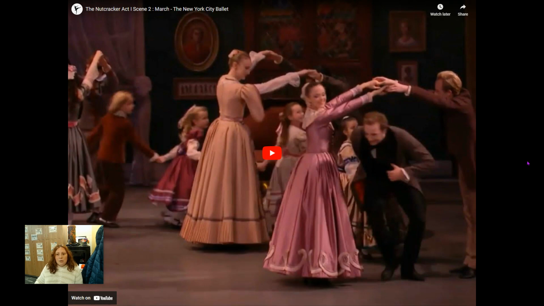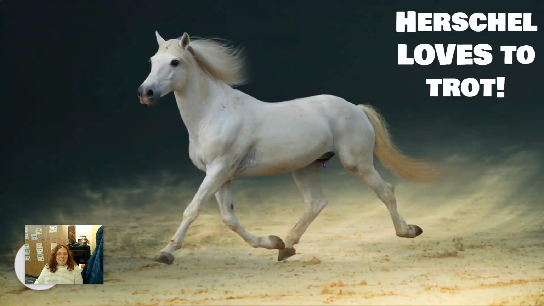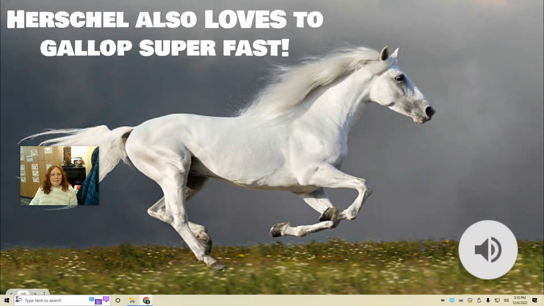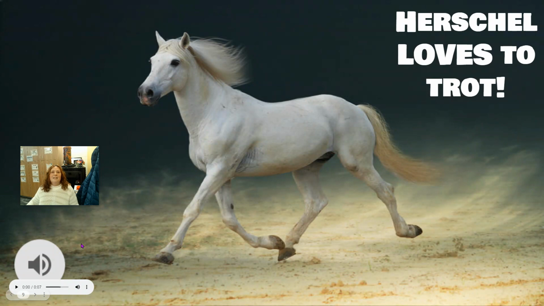So we watch the march and explain it's when Drosselmeyer is first coming to the party. And then we say that horses cannot ballet, so Herschel has found his own way to dance. And so we talk about how he loves to trot. I used Audacity and took each little section of the Nutcracker, and I have the kids take their hands and do a trotting motion for this one.